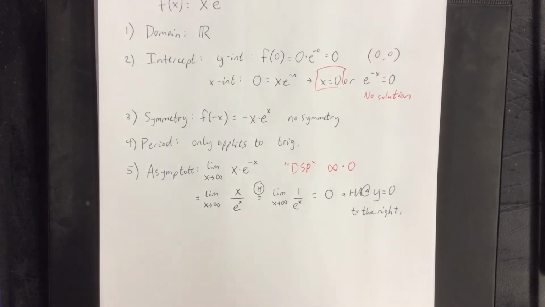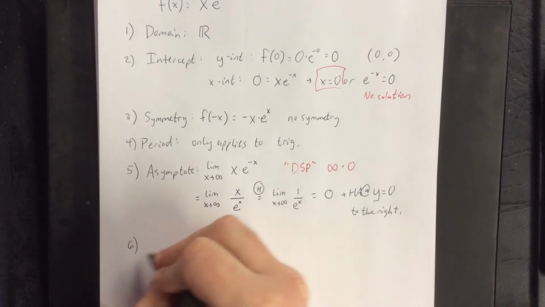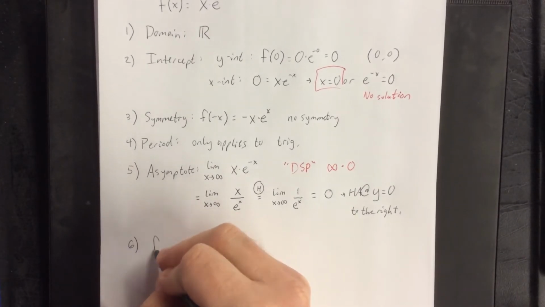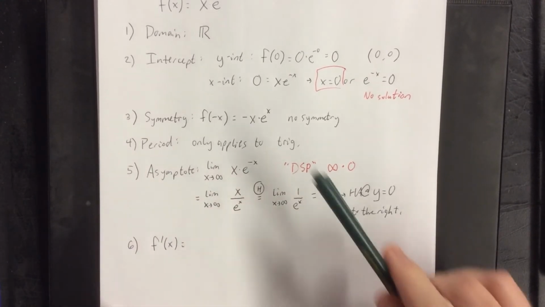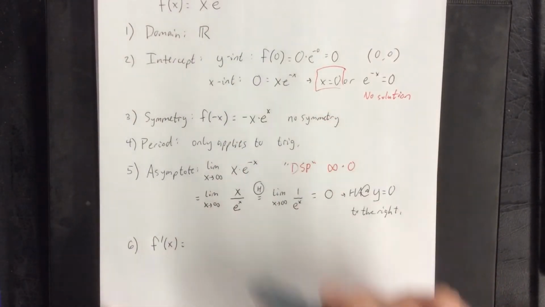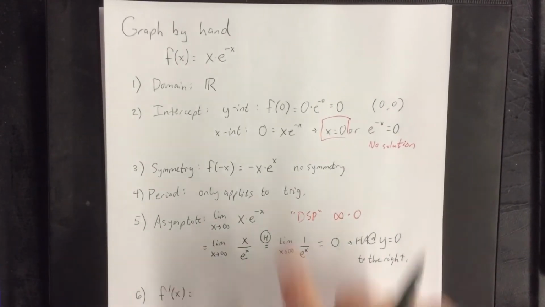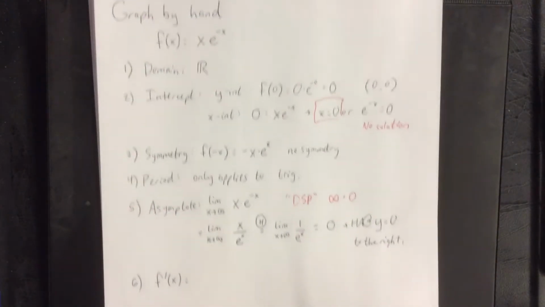Next up, I think we're probably ready to do a little bit of calculus, so let's take a derivative and see if we can figure out those critical points. For this derivative, I am going to be making use of both the product rule as well as the chain rule. So we are once again differentiating x times e to the negative x power.